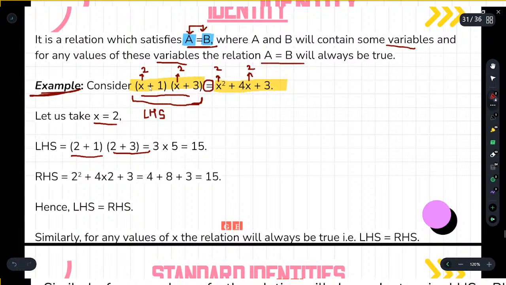If I keep 2 at the place of this x everywhere, what do I get? 2 plus 1, 2 plus 3. 2 plus 1 is 3. 2 plus 3 is 5. So 3 into 5 is 15.